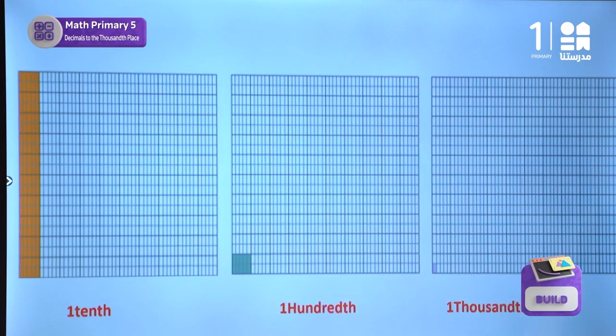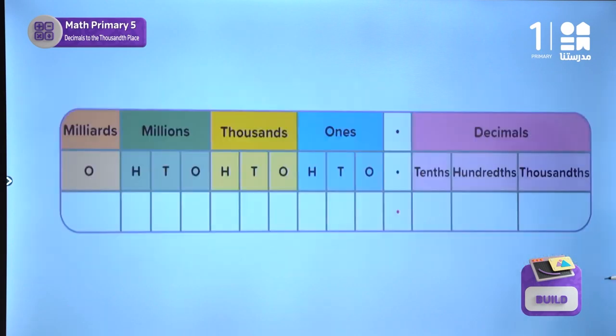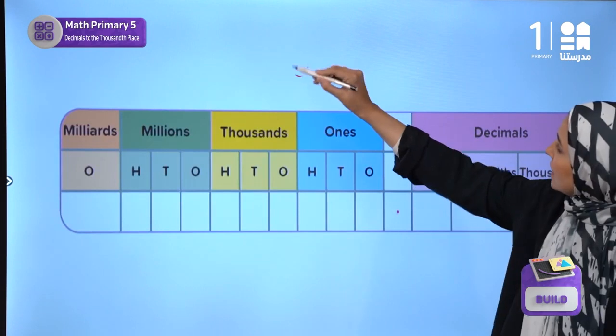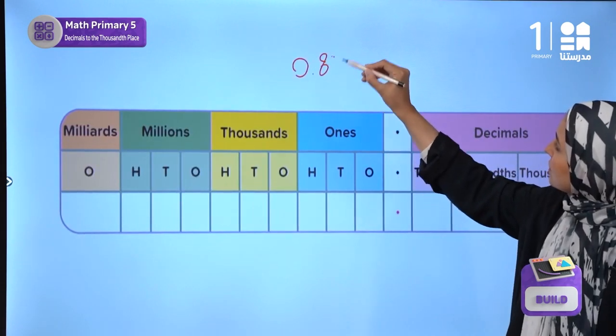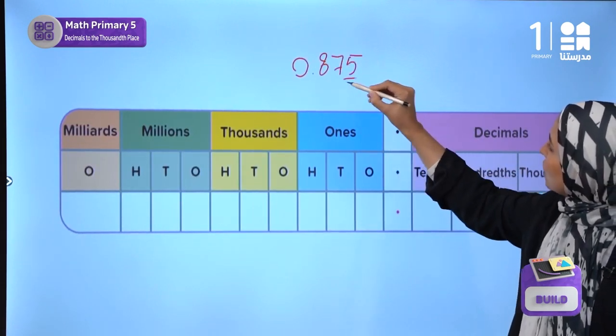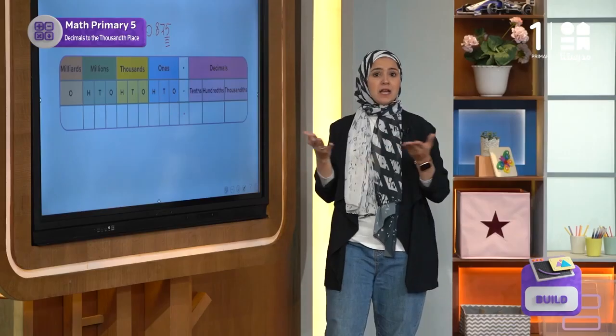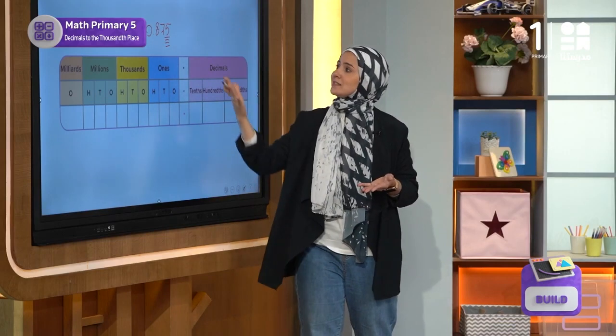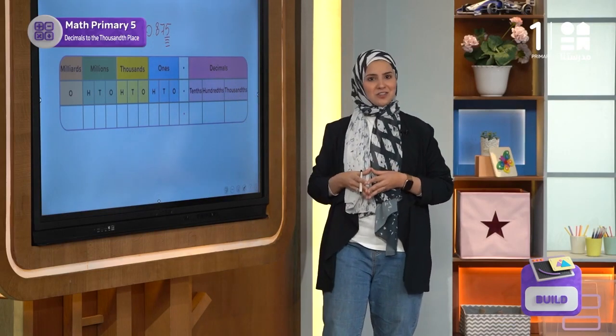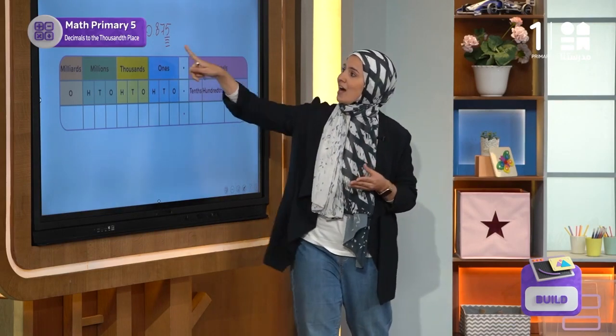Now let's write this number down. What was the number? 0.875. And we were asking about the place value of 5. Now, according to this system, what do you think? I think you're correct. The number 5 is 5 thousandths.